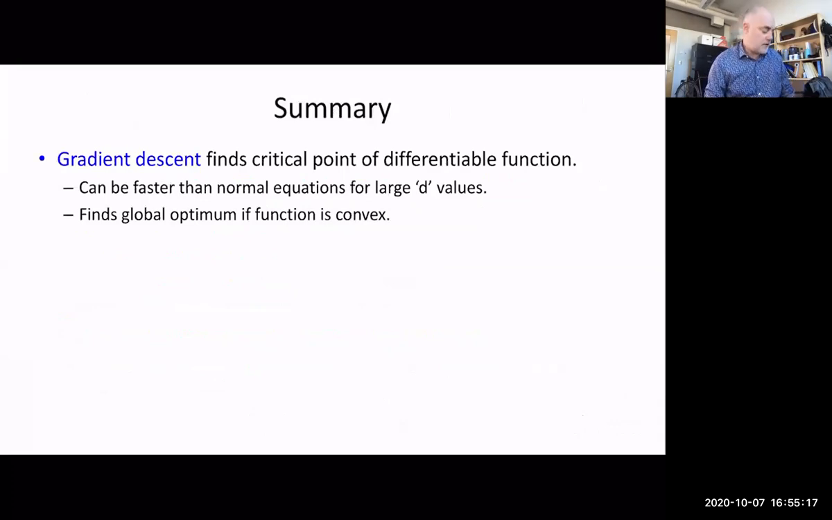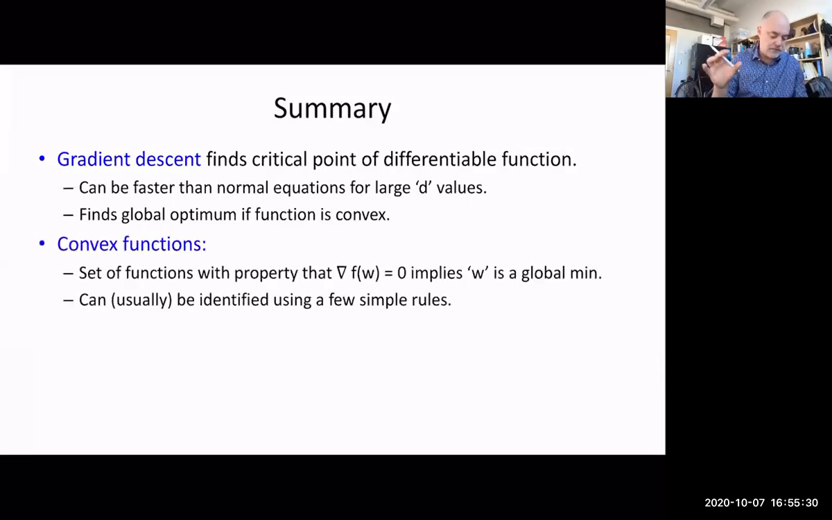Okay, so let me summarize real quick and then we'll answer the question. Gradient descent finds critical points of a differentiable function. It can be faster than normal equations for large values of d. That's going to be very important for us. And it will find a global optimum if the function is convex and you set your step size sufficiently small.